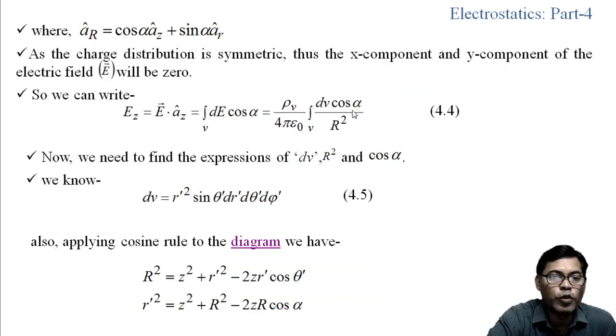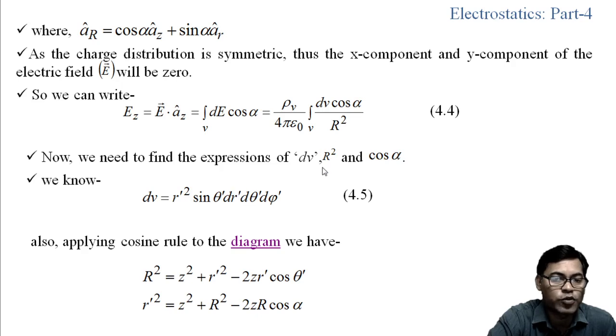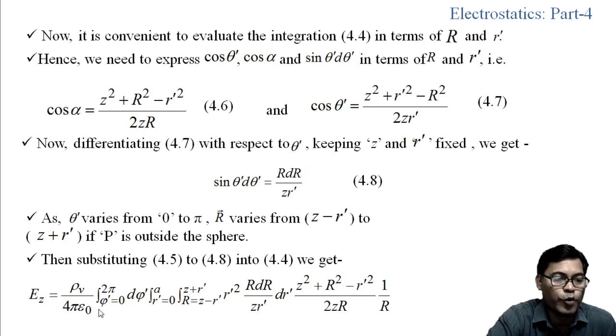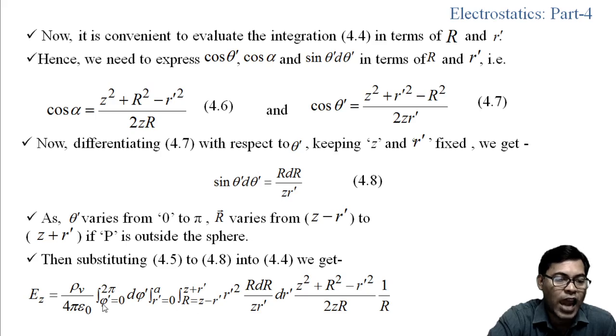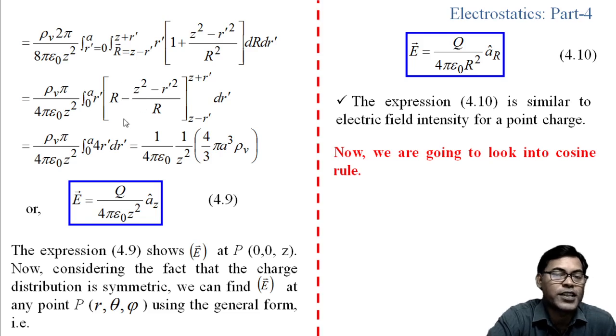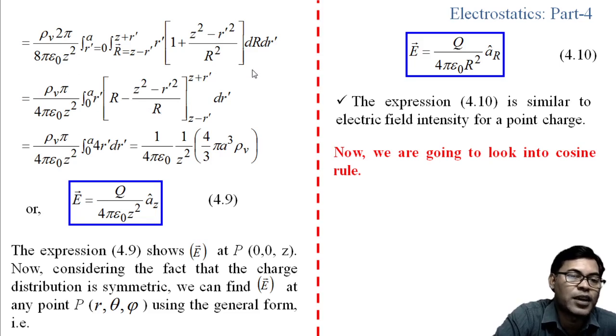Also we can get cos alpha from here, and R square also we can find out. So from that we will get the expression of Ez, and the solution is given. The integration and all the simplification is given here. I am not describing that one, you can see the step by step description is given.